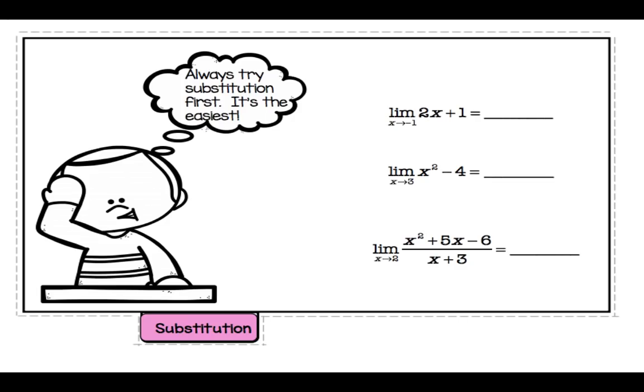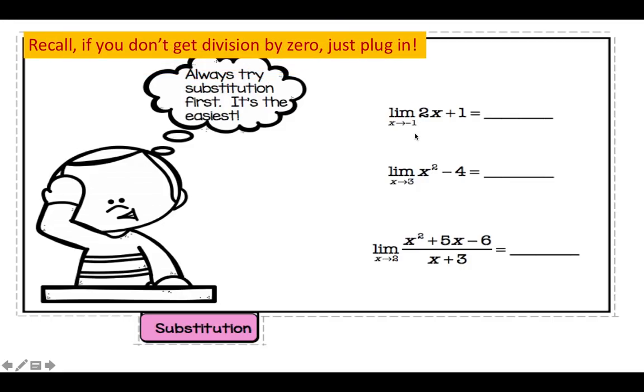Alright, so right here at the bottom of your handout, the first technique that we always want to use with limits is substitution. That is the most direct method. So let's go ahead and find the limit of 2x plus 1. All we're going to do is substitute negative 1. And again, I put here, recall if you don't get division by 0, just remember to plug in. So let's go ahead and plug in. If I plug in negative 1 into this function, I should get out negative 1.